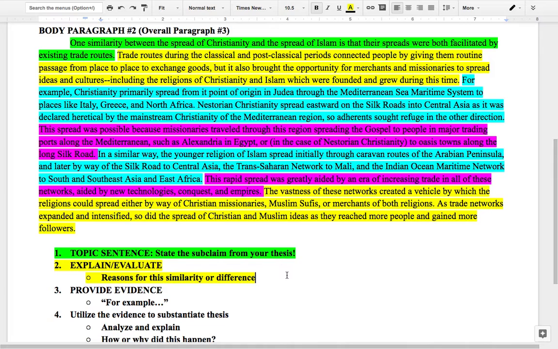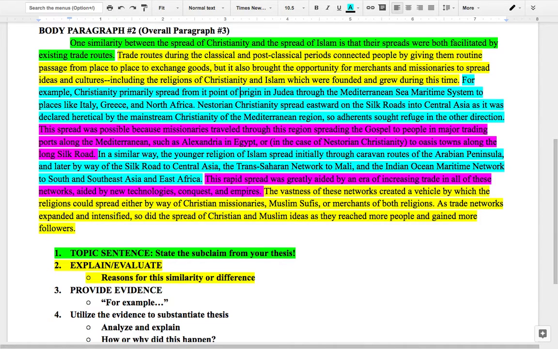But that's not enough. This is an essay, and you must provide evidence. And you must explain that evidence. So as we keep reading, for example, Christianity primarily spread from its point of origin in Judea through the Mediterranean Sea maritime system to places like Italy, Greece, and North Africa.